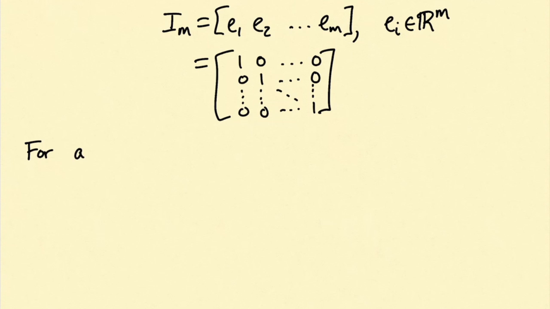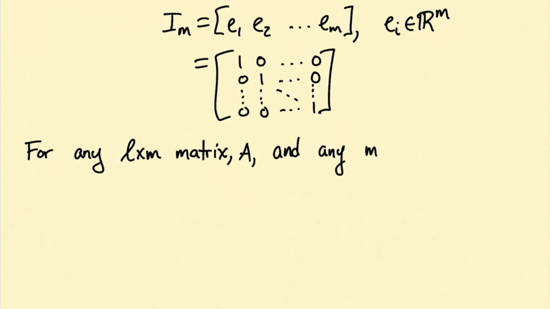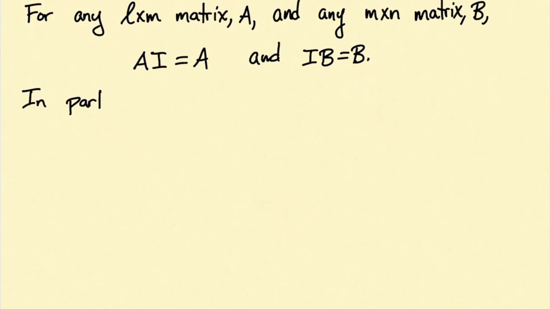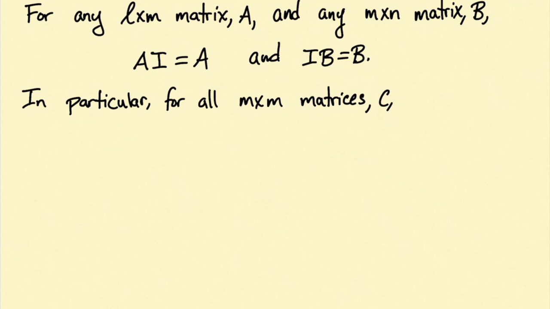This matrix has the special property that for any L by M matrix A and any M by N matrix B, Im is a right identity for A and a left identity for B. In particular, if we talk about a square matrix C, whose dimensions are M by M, then the identity Im behaves just like the number 1 in the sense that Im times C is C, and C times Im is also C. We note that when the dimension is clear from the context, we often omit the subscript and simply call the identity matrix I.